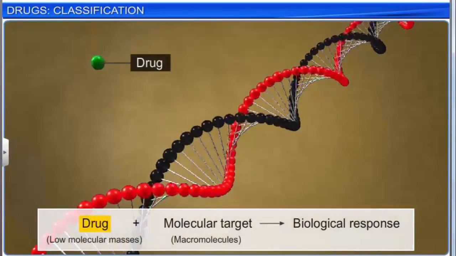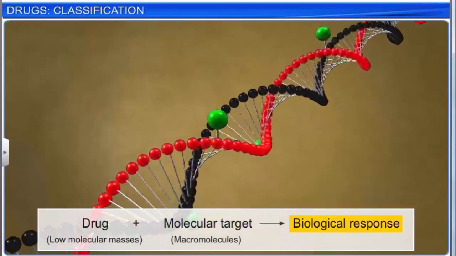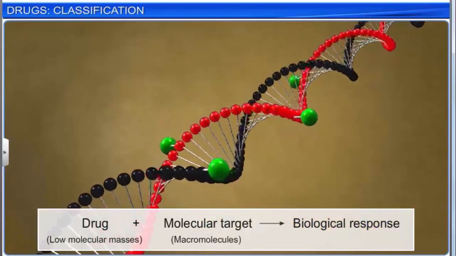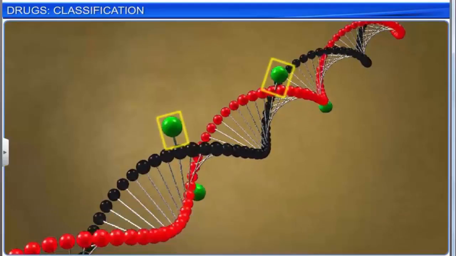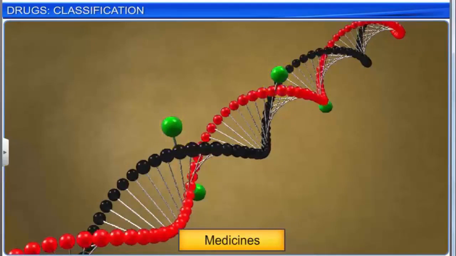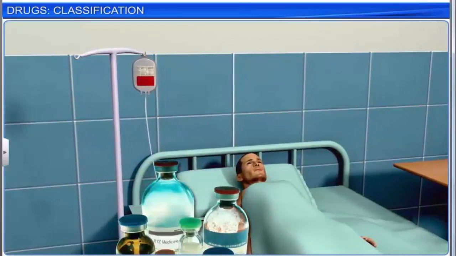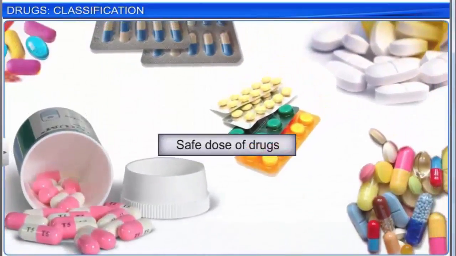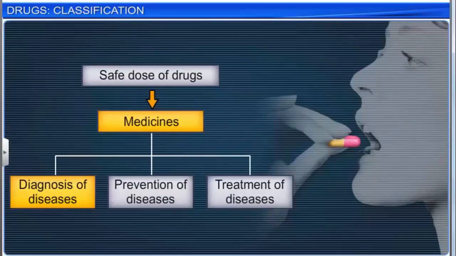Drugs are chemicals of low molecular masses that interact with macromolecular targets and produce a biological response. When the biological response is therapeutic, which means desired and beneficial, these chemicals are called medicines. The use of chemicals for obtaining a therapeutic effect is called chemotherapy. When drugs are taken in safe doses, they act as medicines and are useful in the diagnosis, prevention, and treatment of diseases.